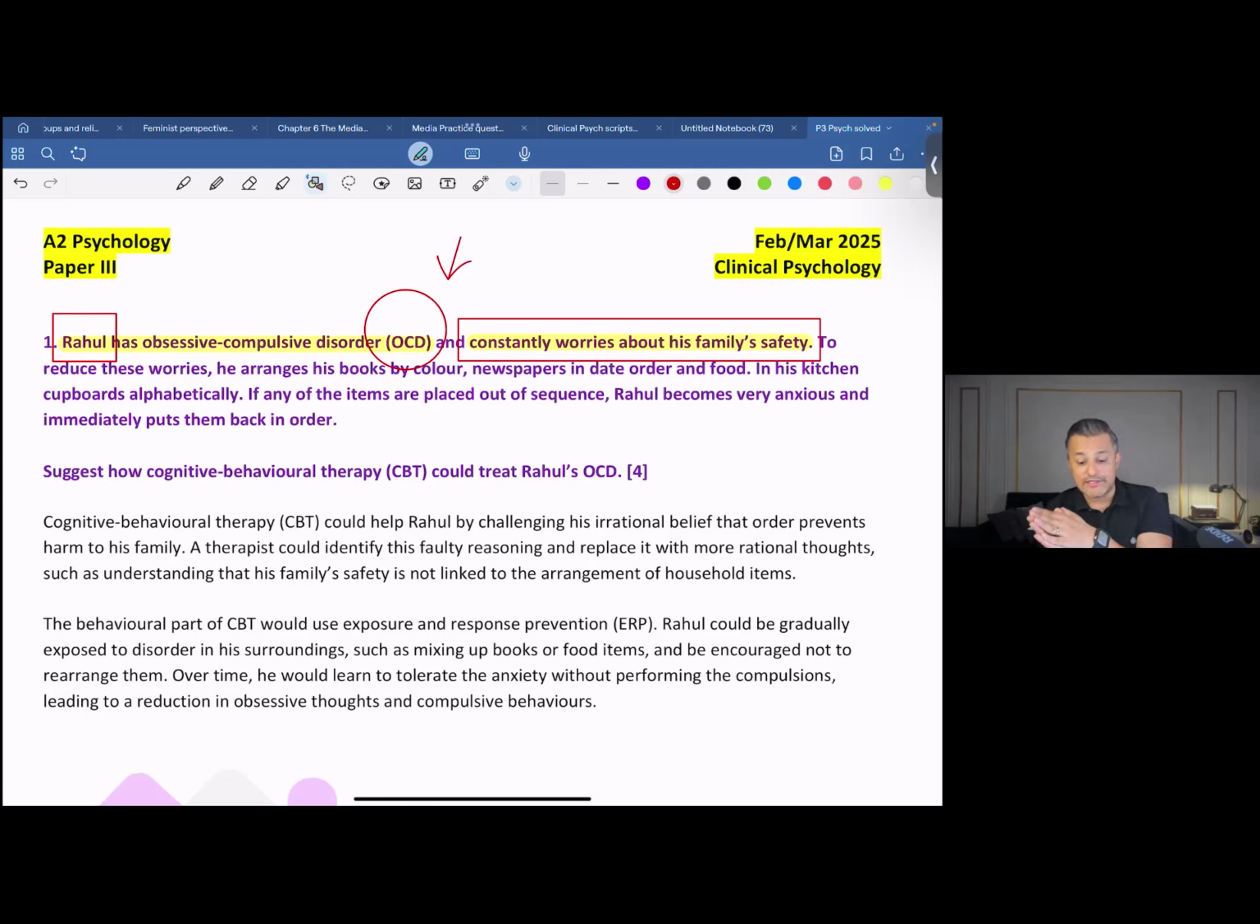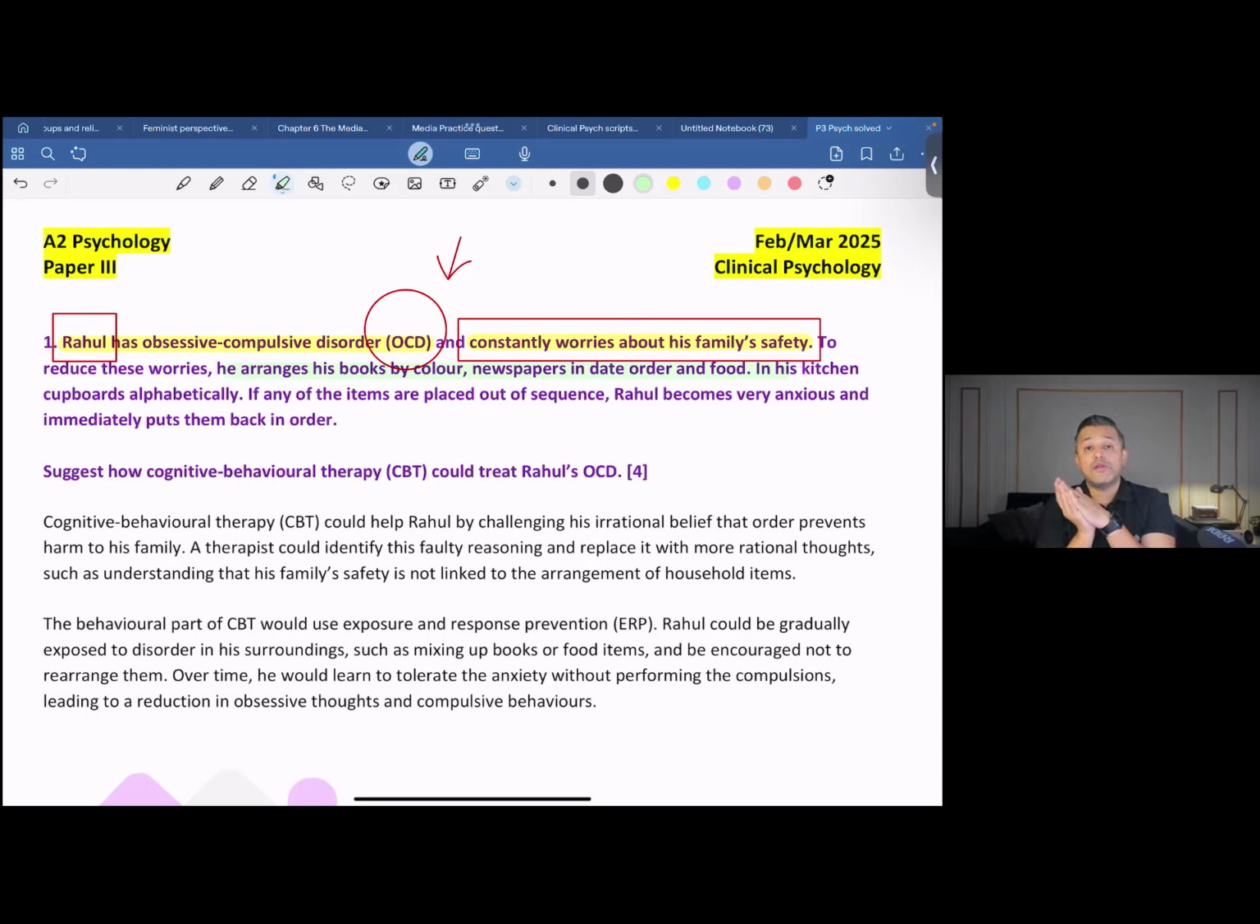So we're talking about this gentleman with the name Rahul. Rahul constantly worries about his family's safety, right? This constant worry that Rahul carries, these are his obsessions, right? So note that part. Now we're moving on towards him acting in a particular manner to neutralize those obsessive thoughts. To reduce these worries, he arranges his books by color, newspapers in date order, and food in his kitchen cupboards alphabetically.